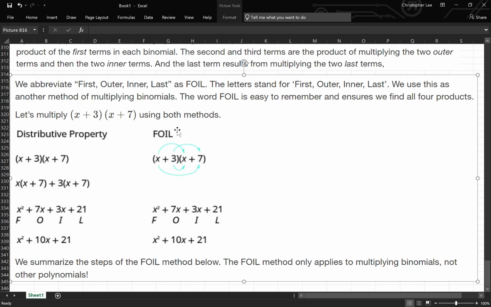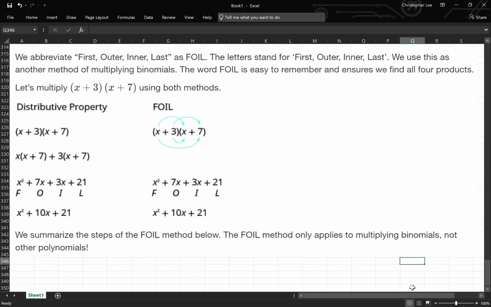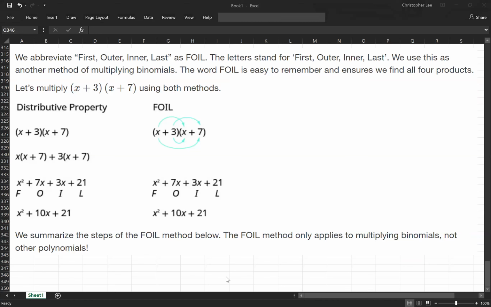However, the method that we were using, the easier method, is the FOIL. You do the first term, the outer, the inner, and then the last, right? And then you just combine like terms. So we summarize the steps of the FOIL method below. The FOIL method only applies to multiplying binomials. That's key, right? This is only for multiplying binomials, not other polynomials. For other polynomials, you have to use the distributive property, right?